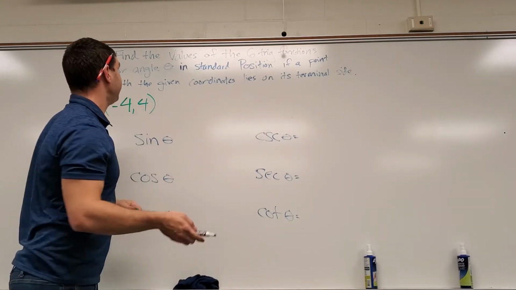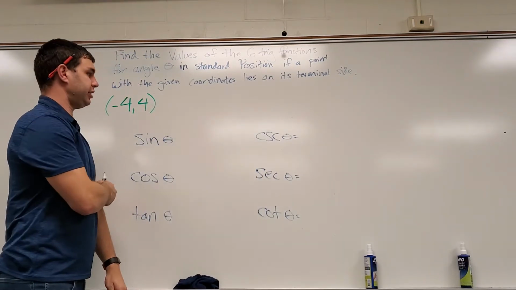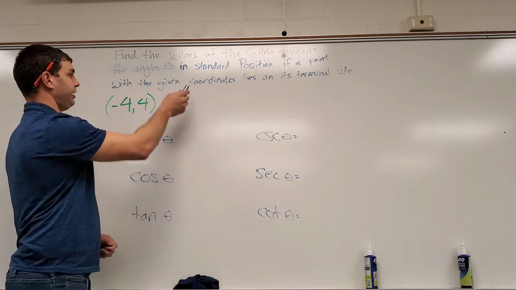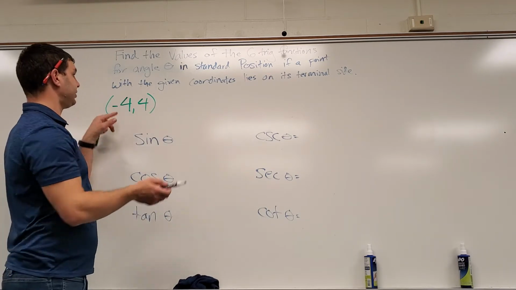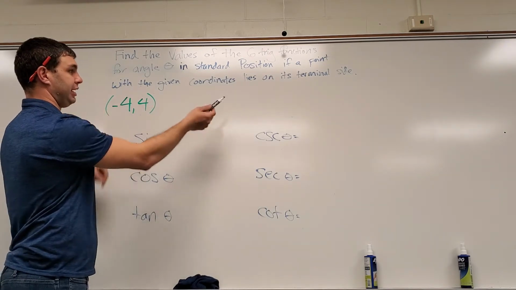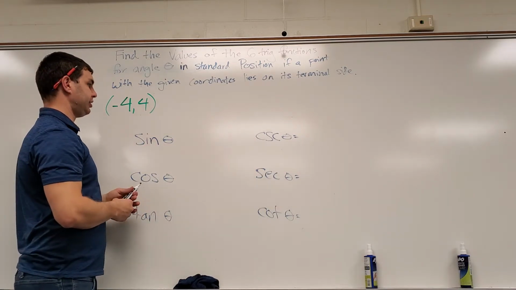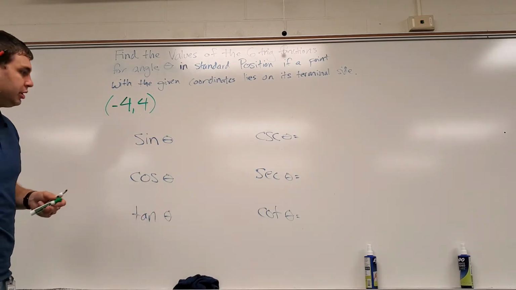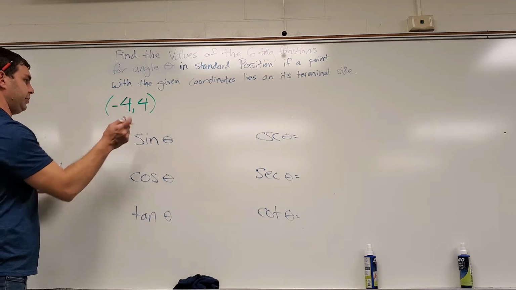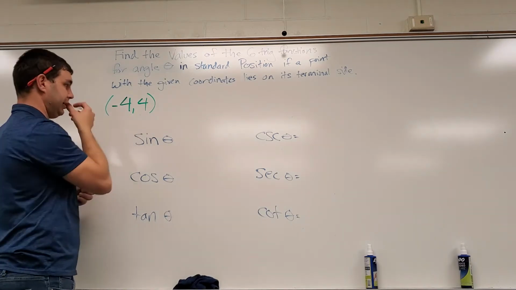Okay, this problem says find the values of the 6 trig functions for angle theta in standard position if a point with the given coordinates lies on its terminal side. All right, so this is a bit tricky, but once we do one, I think we get the hang of it. So let's look at this point right here, -4, 4.